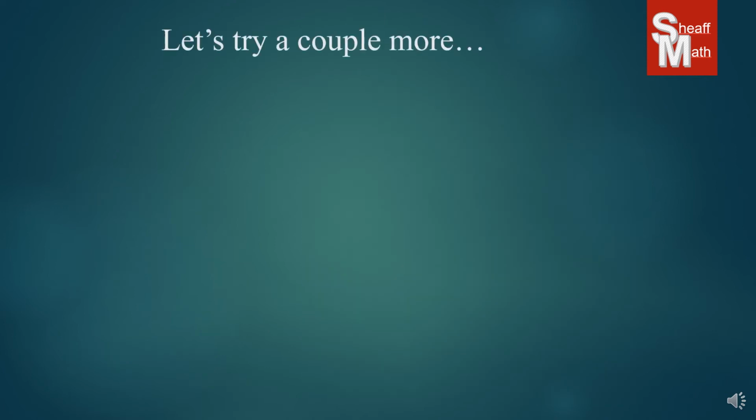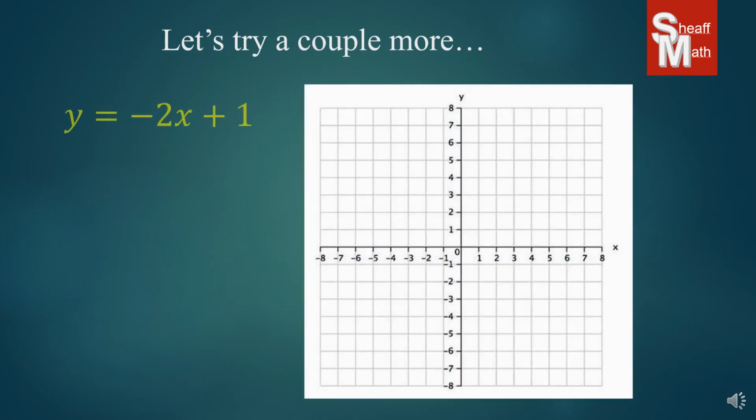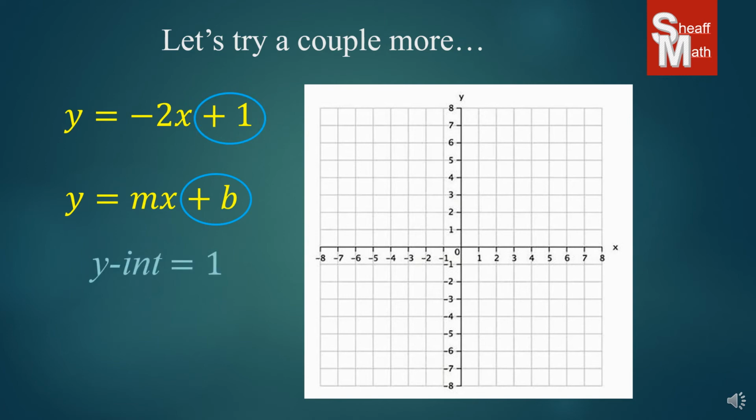All right, let's try a couple more. This one right here, y equals negative 2x plus 1. We want to first identify our y-intercept, b, which is 1, and our slope, which is m, and that is negative 2. We start with the y-intercept, which is 1, so we put a dot there on our graph, and then we are going to use the slope to find our next point.